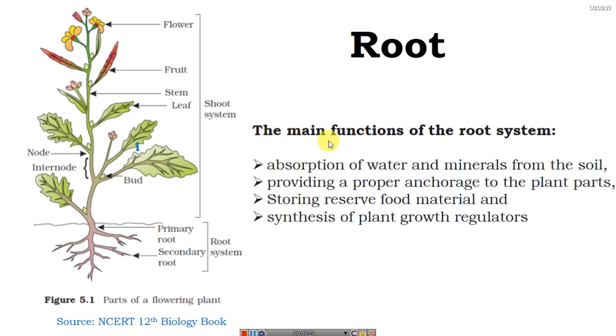And the main functions of the root systems are absorption of water and minerals from the soil. It provides proper anchorage to the plant parts. It keeps the plant upright in the soil, and it also functions to store reserve food materials and synthesis of plant growth regulators, among others.